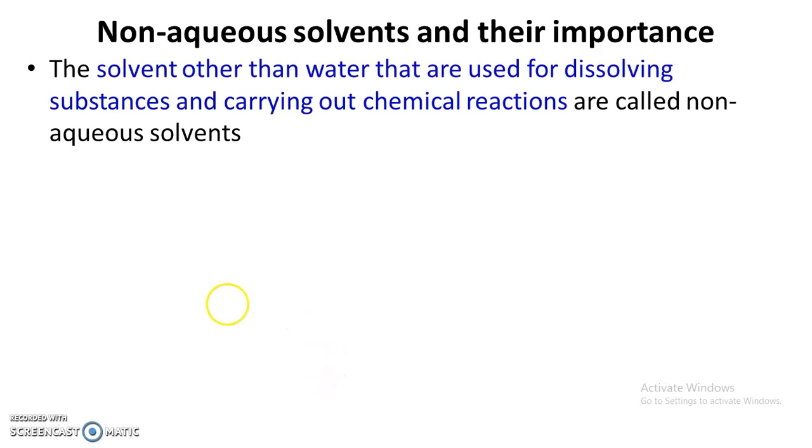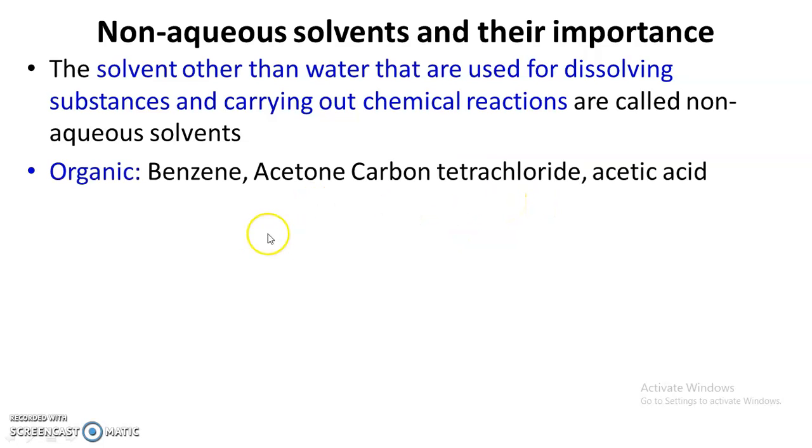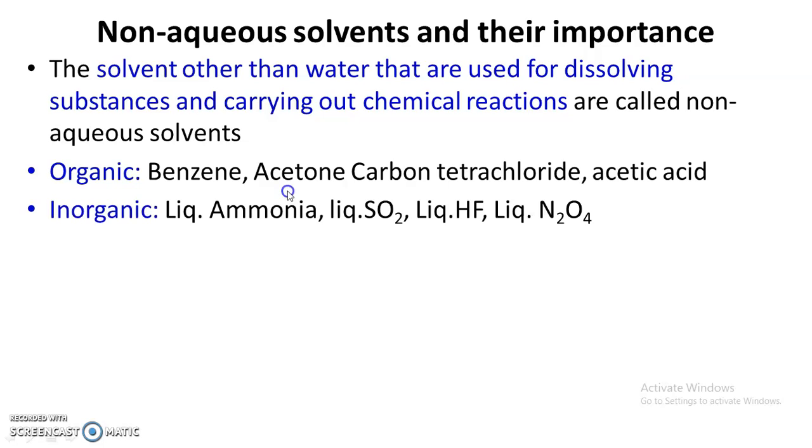What are non-aqueous solvents? The solvents other than water that are used for dissolving substances and carrying out chemical reactions are called non-aqueous solvents. Non-aqueous solvents can be organic or inorganic. Organic non-aqueous solvents are benzene, acetone, carbon tetrachloride, glacial acetic acid, etc. Whereas inorganic non-aqueous solvents are liquid ammonia, liquid sulfur dioxide, liquid hydrogen sulfide, and liquid dinitrogen tetroxide.